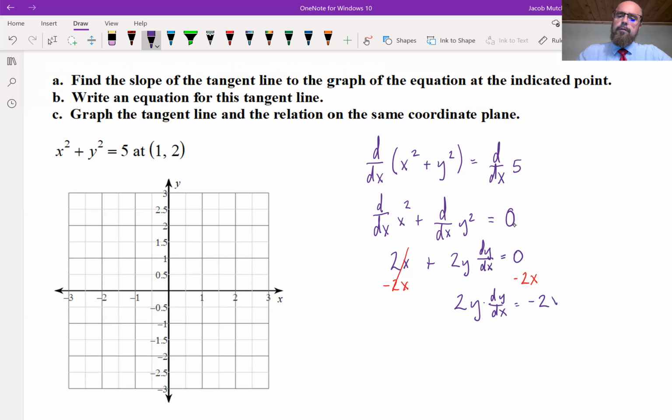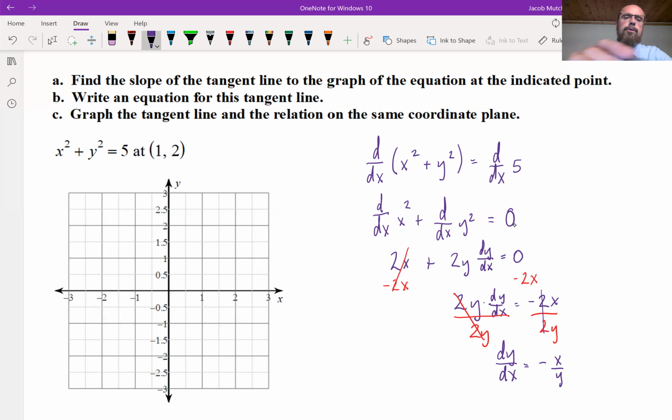And then to solve for dy/dx, I'm going to divide by 2y on the left, which will cancel, and by 2y on the right. And that'll give me the derivative dy/dx equals negative 2x over 2y. And if I reduce the 2's, negative x over y. So that'll let me find the slope of the tangent line at (1, 2).